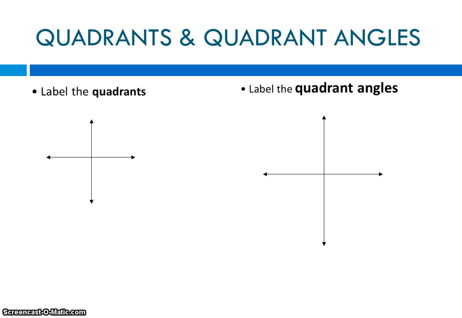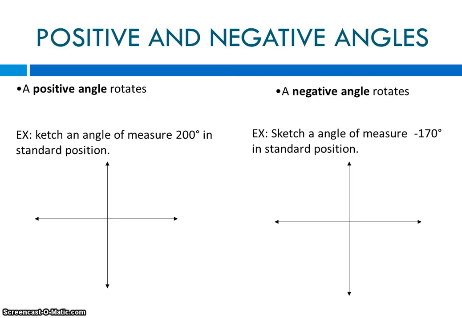Okay, so just a review of the quadrants. We have quadrants 1, 2, 3, and 4. And then we have the quadrant angles. Quadrant angles are the angles that lie on the axes. So if it lies on the axis, then it is a quadrant angle.